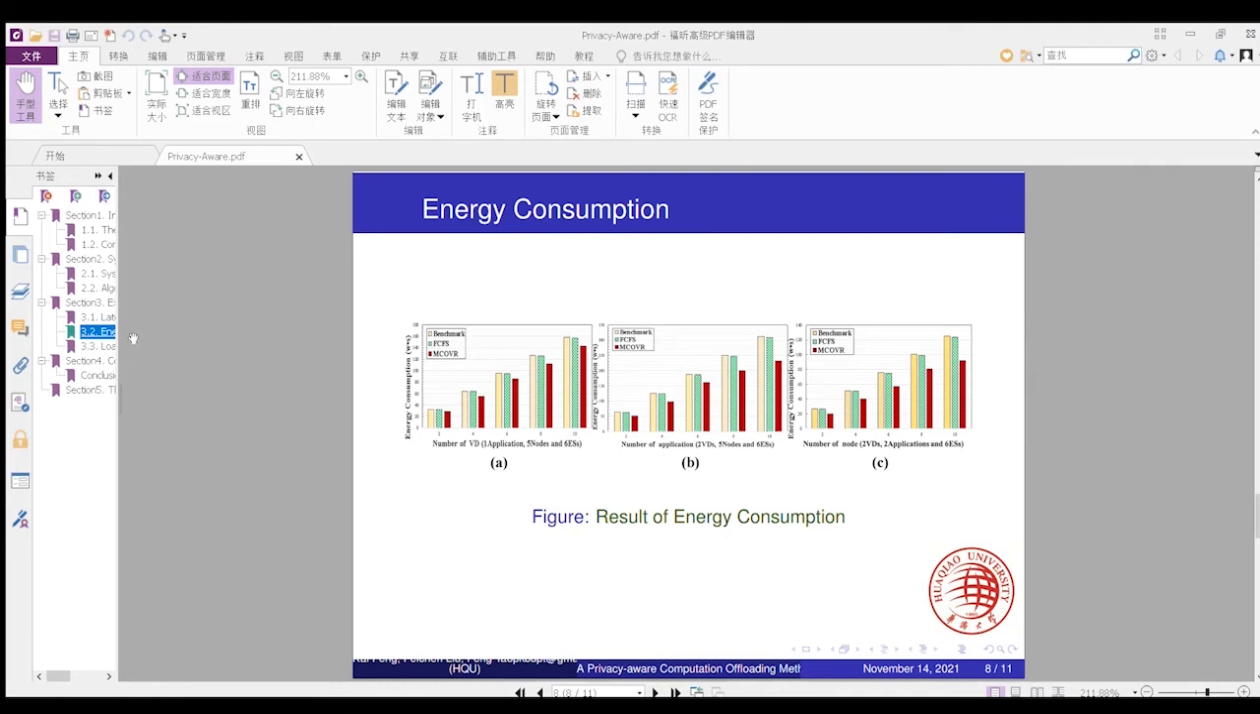The second figure is the result of energy consumption. Energy consumption includes three parts. The first is the number of VR devices. The second is the number of applications. Finally is the number of nodes. In figure A, we can see our proposed method is the best one, and figure B is also, and figure C is similar to figures A and B. Because the energy consumption is highly related to motion-to-photon latency, if the motion-to-photon latency is lower in a method, the energy consumption is also lower among the three methods. So we can say MCOVR can achieve the best offloading strategy in energy consumption.